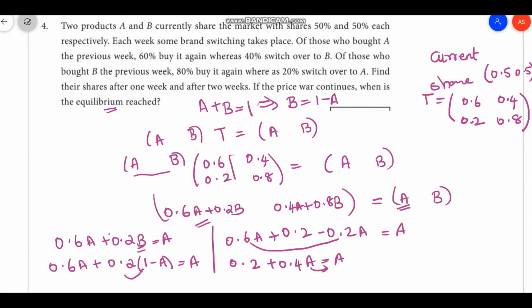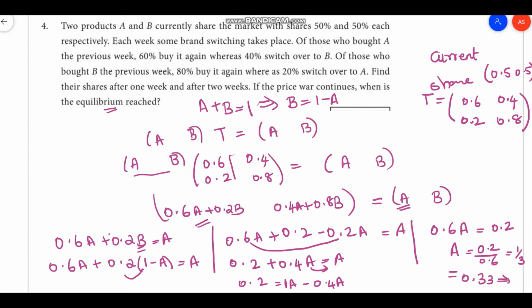So take this A to that side. 0.2 is equal to A minus 0.4A. Before A there is nothing, so it is understood that there is 1. So 1 minus 0.4 is 0.6, so 0.6A is equal to 0.2. So A is equal to 0.2 by 0.6, which is 1 by 3, which is 0.333, which implies 33 percent. If A is 33%, let us find B. The B value will be 1 minus 33%, which is 67 percent. Therefore, our conclusion is that equilibrium will be reached when A is 33 percent and B is 67 percent.